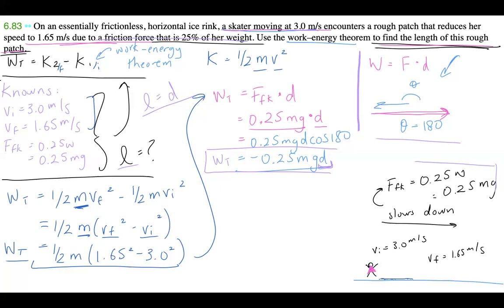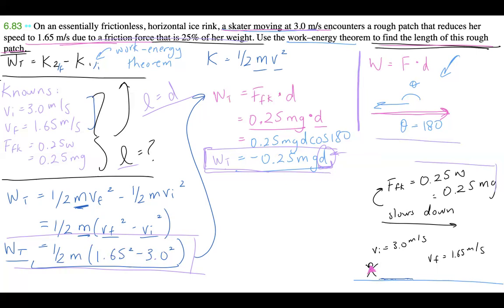Okay, anyways, so WT, we have what the total work is right over here, and we also have it right over here. And because we're trying to find the length of this rough patch, we can just set these two equations equal to each other and isolate for this term right over here, and then we'll have the length of the rough patch. All right, so let's solve it. Sorry, it's getting late. Okay, let's use this color.